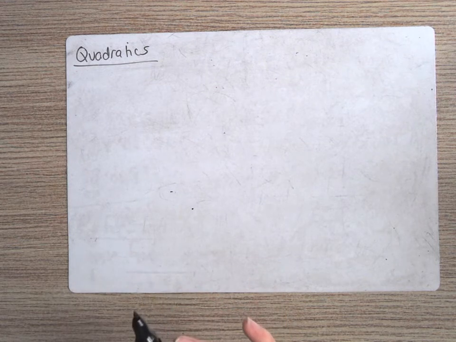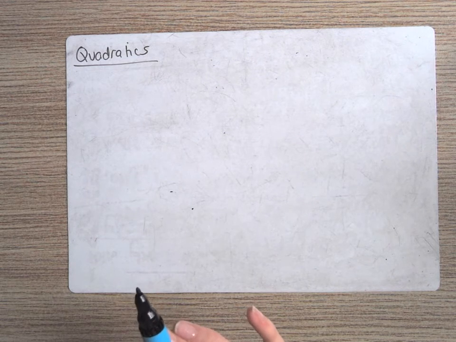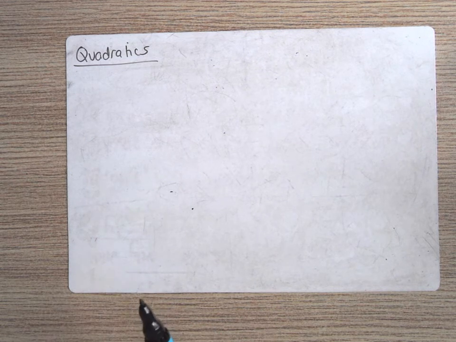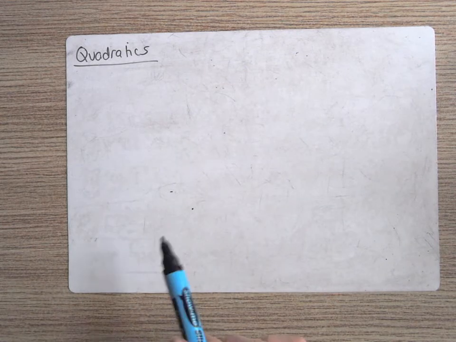Grouping was how many terms? Terms are how many things? 4. There were 4 when it's grouping. In quadratics there's 3. So if you see 3 things and there's nothing common, you do it this way.